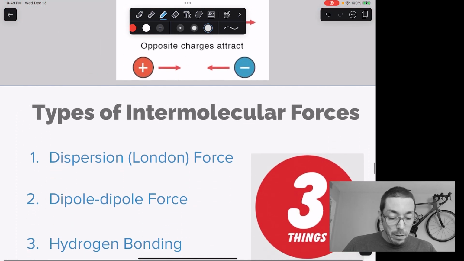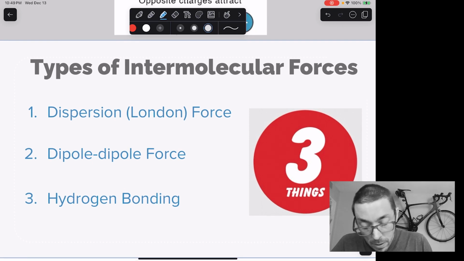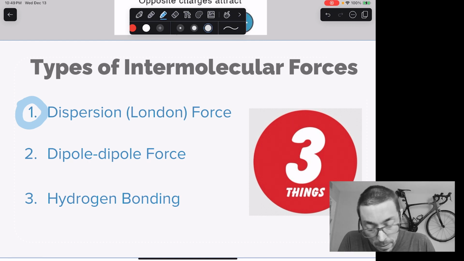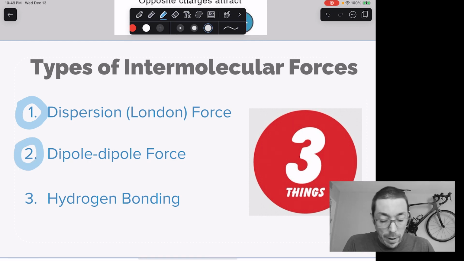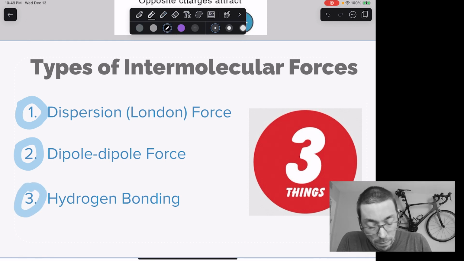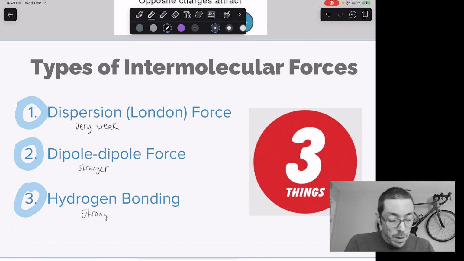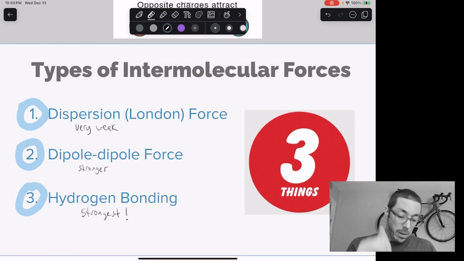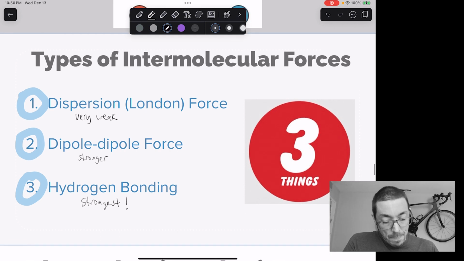So the three types of intermolecular forces are London forces, or also known as dispersion forces, dipole-dipole force, and hydrogen bonding. And so dispersion or London forces are very weak. Dipole-dipole are stronger. And hydrogen bonding is the strongest. So we're going to go through each of these three and kind of explain what they are.